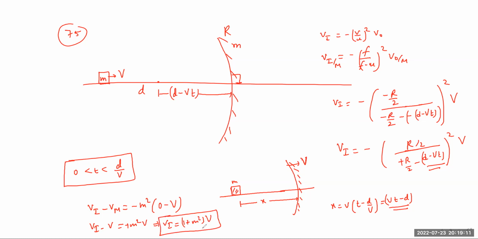Sir, I solved it from scratch. When I was solving, I had a problem writing the magnification m equals minus v by u. See, u is known to you in terms of time t, and you can find the v using the mirror formula. That's it.